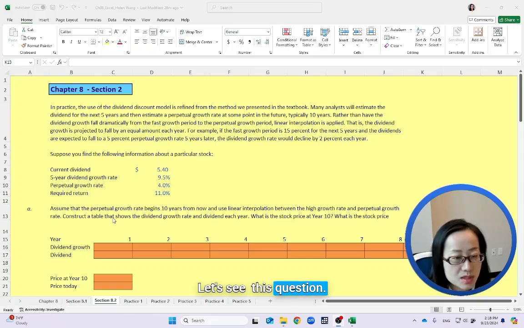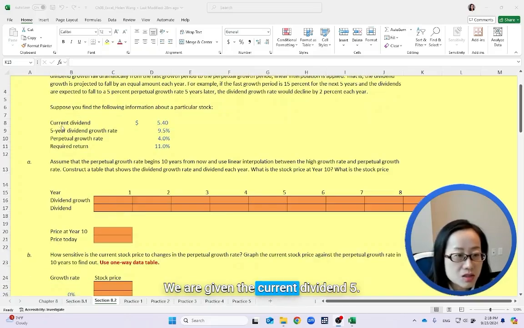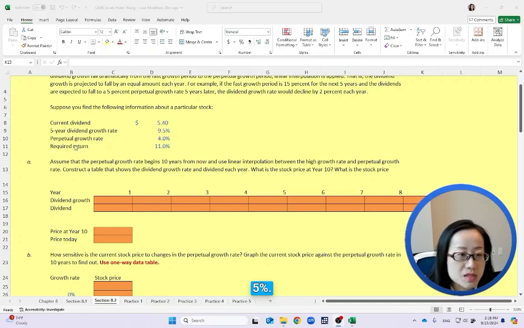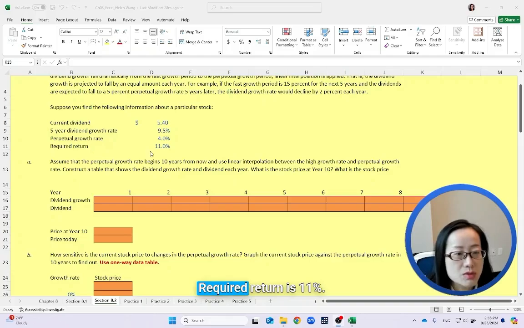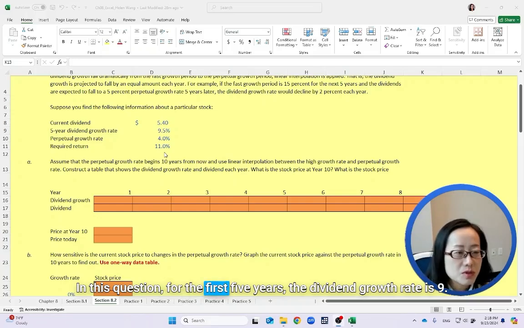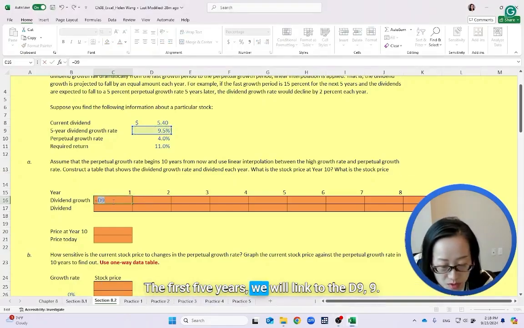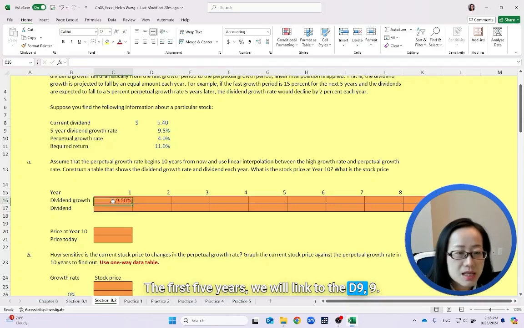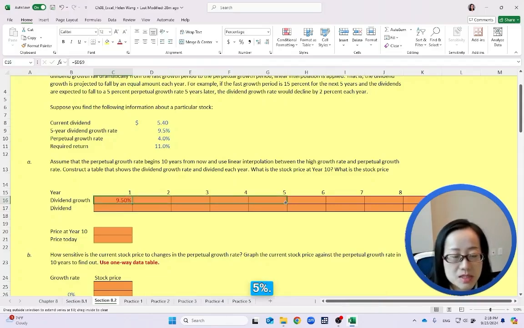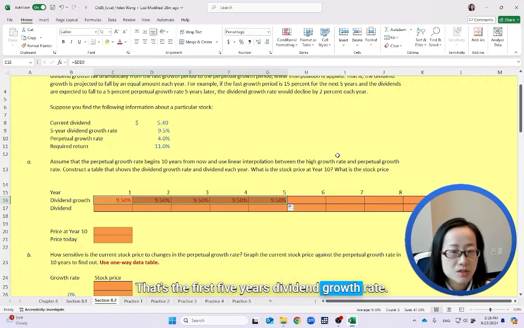Let's see this question. We are given the current dividend of $5.4. The 5-year dividend growth is 9.5%, the perpetual growth rate is 4%, and the required return is 11%. In this question, for the first 5 years, the dividend growth rate is 9.5%. For the first 5 years, we will link to the D9. 9.5%. That's the first 5 years' dividend growth rate.